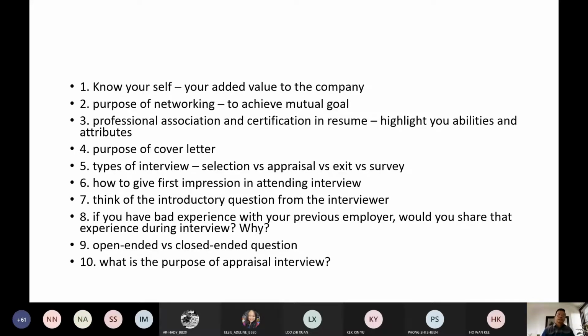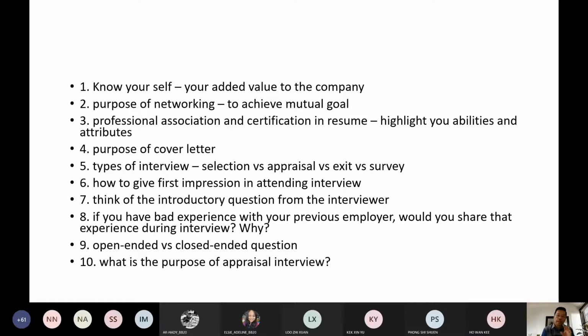Okay, these are notes that are going to appear in the test. So you are lucky if you attend this revision. Yeah, but that's not the direct question. These are the notes. For example, know yourself, your added value to the company.